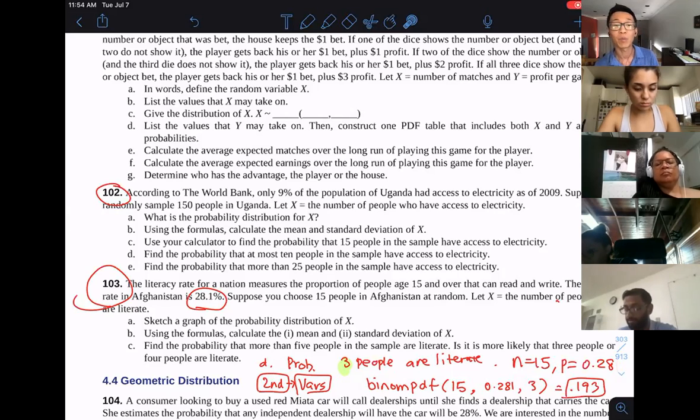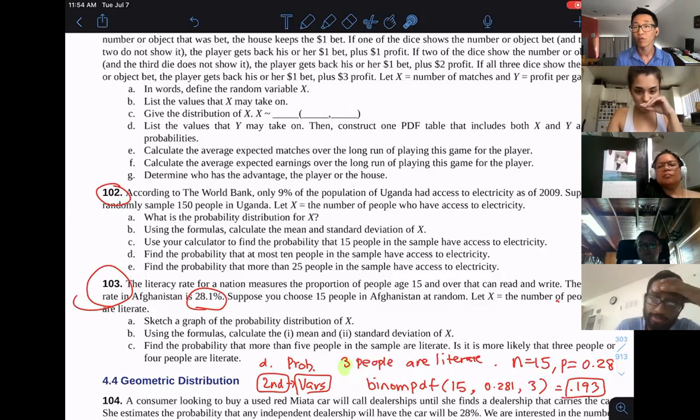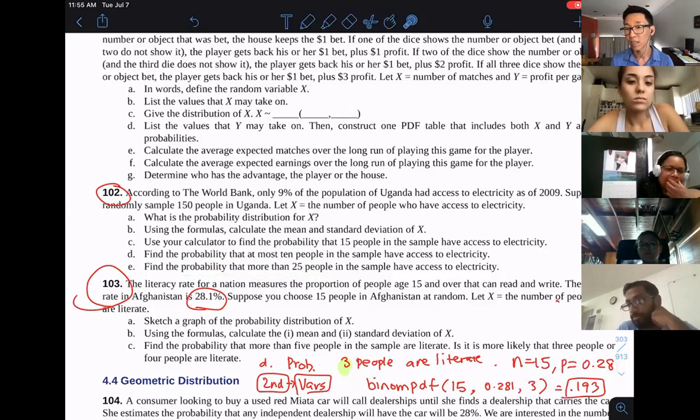I'm asking these people, raise your hand if you have electricity access. A bunch of yeses, a bunch of nos out of 150 people in my class. So it's a yes-no question. Either you have it or you don't, and I'm trying to count the number of people who have it. Like find the probability that more than 25, or find the probability that at most 10. I'm trying to look at the probability of a certain number of yeses. You see that? So then I know it's a binomial question.